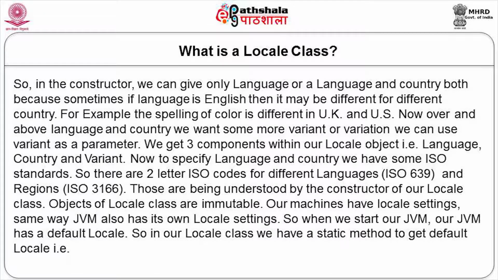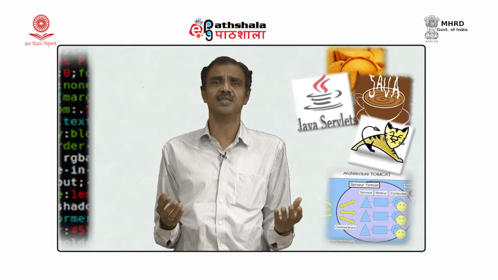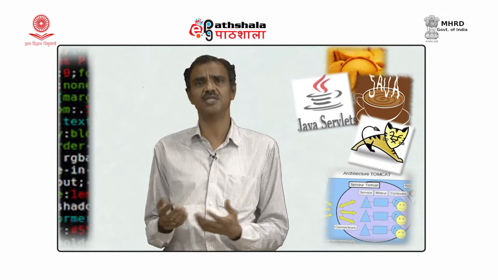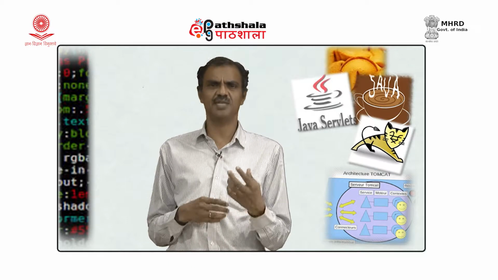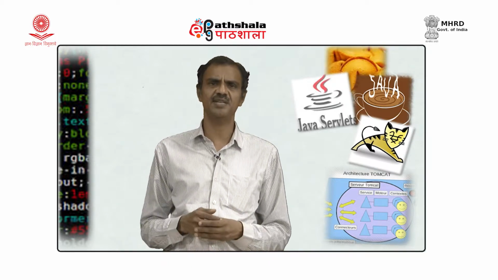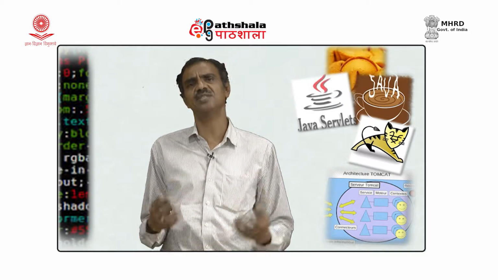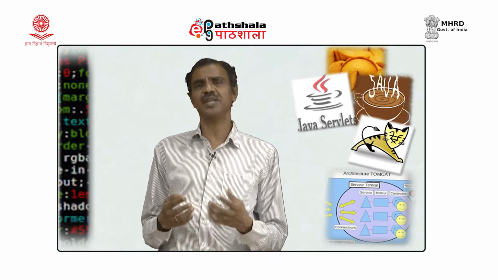You have a constructor where you can give only the language, or language and country both, because sometimes you will say language is English, and then with the English language in a different country there are changes. For example, if you look at the spelling for color, English in UK has a different spelling compared to English in US. So, there are many places where these changes are there within the same language. For a different country the things are different. So, we have language, country, and then even in spite of language and country, if you need another parameter for variation, you can use a variant also.